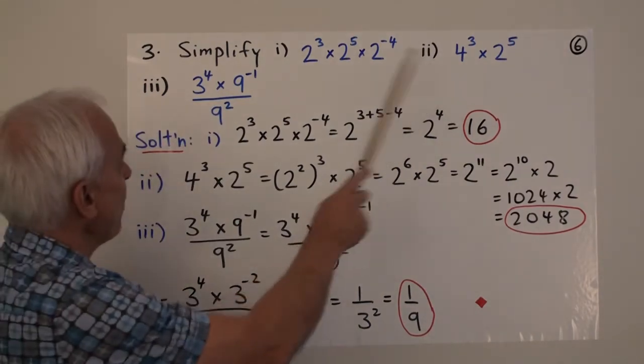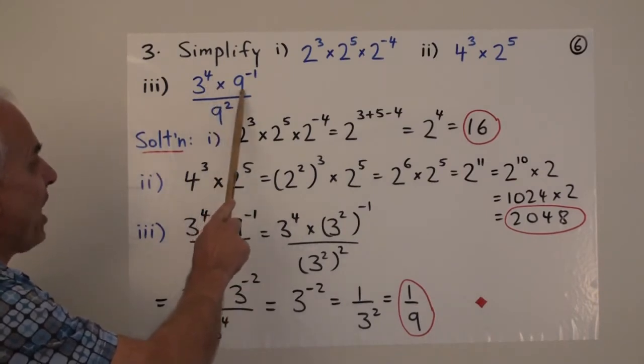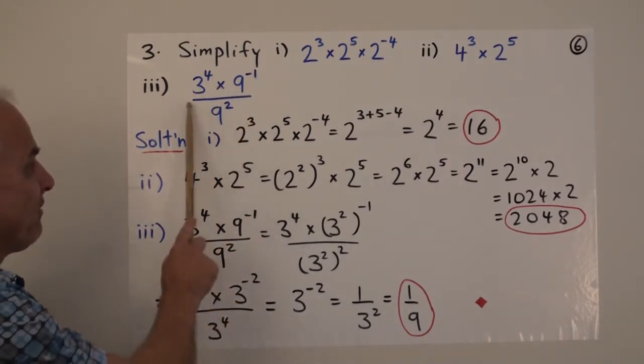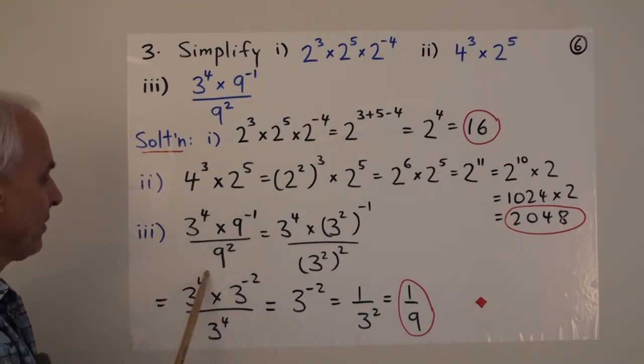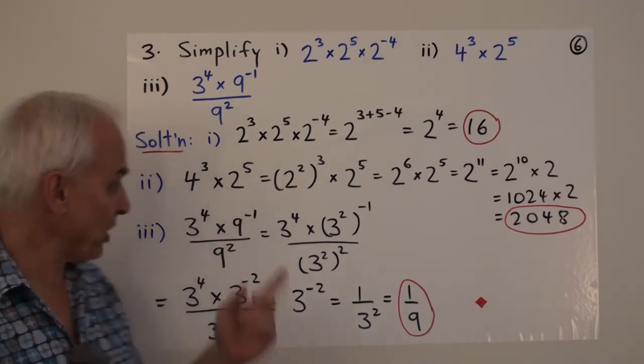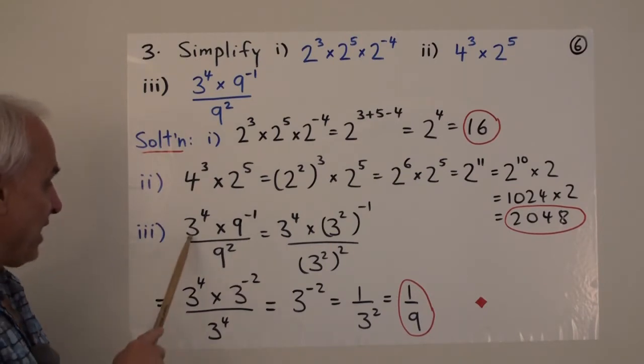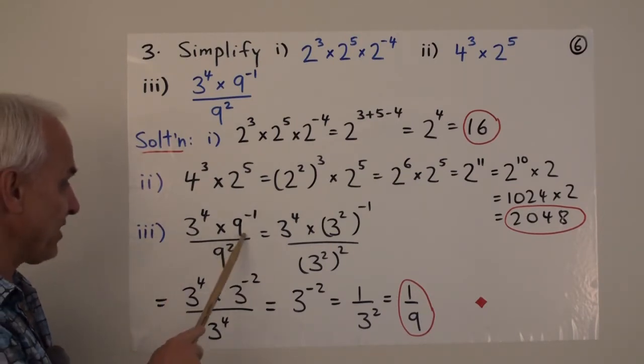All right, and the third question, 3 to the 4th times 9 to the minus 1 divided by 9 squared. There it is again. Well, we're in the same kind of situation as we were up here. We have base 3 here, but here we have base 9 and base 9.